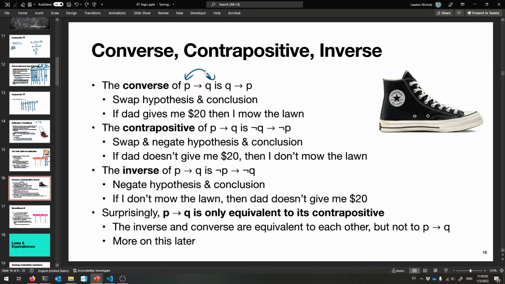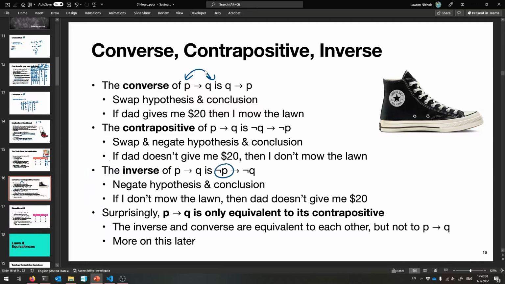The contrapositive of if P then Q, P implies Q, is not Q implies not P. So you swap and you also negate the hypothesis and the conclusion. So it would translate as this. If Dad doesn't give me $20, then I don't mow the lawn, okay? Which is, in fact, equivalent to the original statement, believe it or not. We'll talk about that.